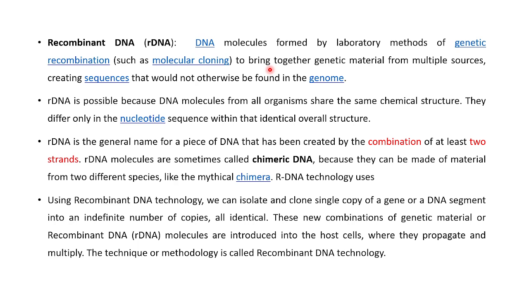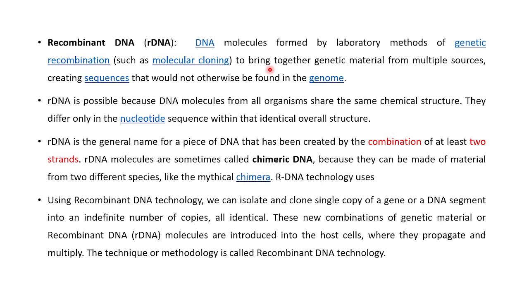Now, the very basics about recombinant DNA: it is the DNA molecule that is formed in the laboratory by methods of genetic recombination, such as molecular cloning, used to bring together genetic material from multiple sources, creating sequences that would otherwise not be found in the genome or are not naturally occurring. Recombinant DNA is possible because DNA molecules from all organisms share the same chemical structure. They differ only in the nucleotide sequence within the identical overall structure.